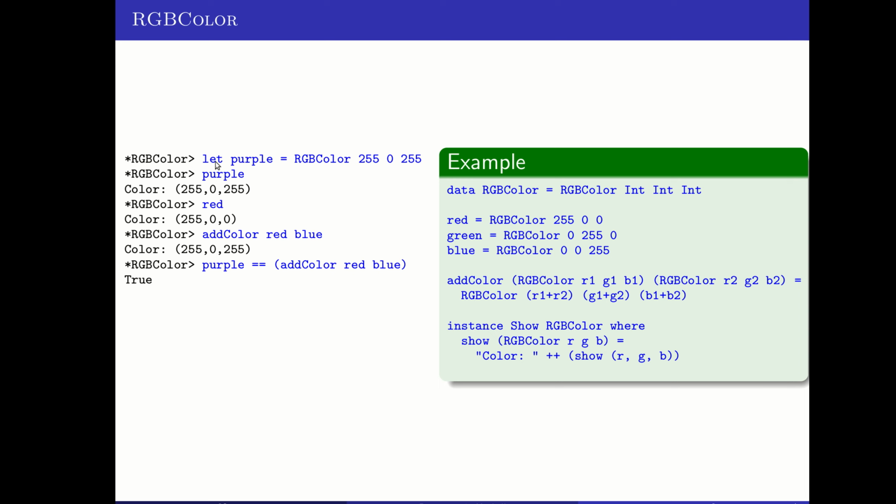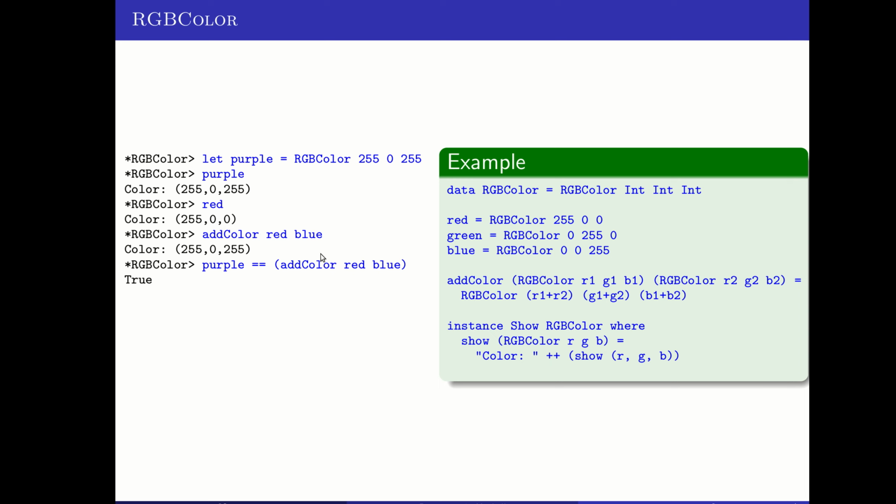So here I've manually defined purple to have full red and full blue. But I can also define purple by adding the colors red and blue. And you can see that purple is equivalent to the add color red and blue.